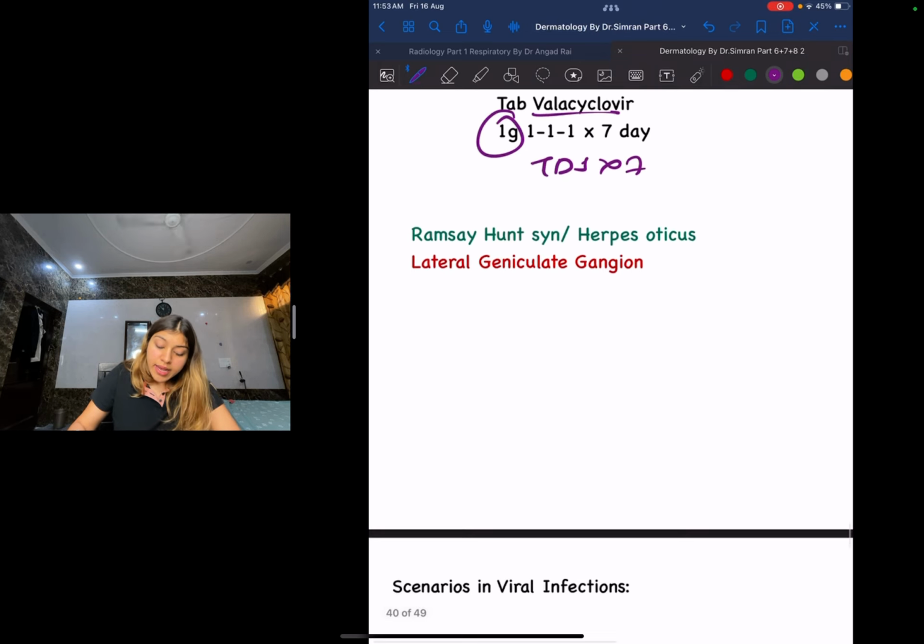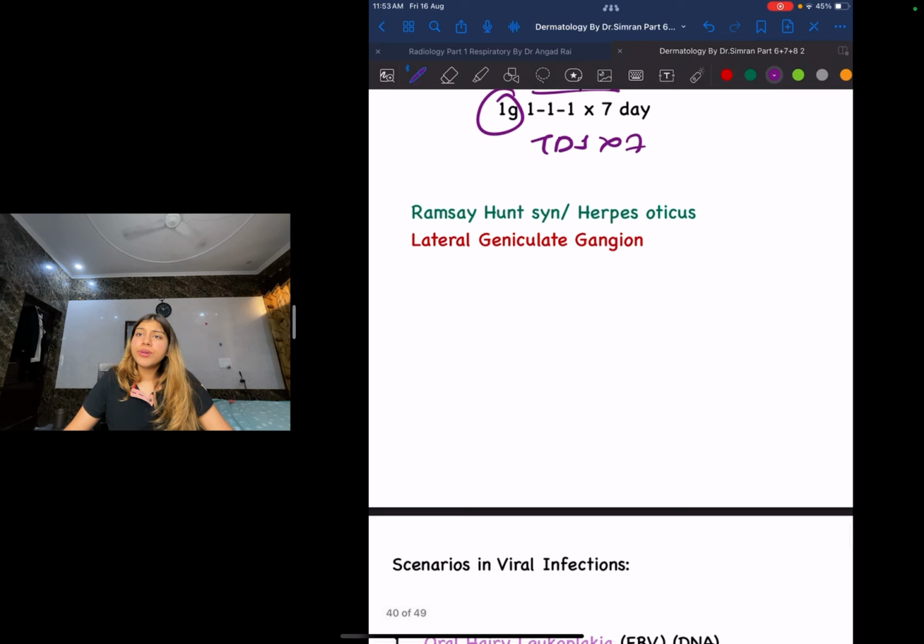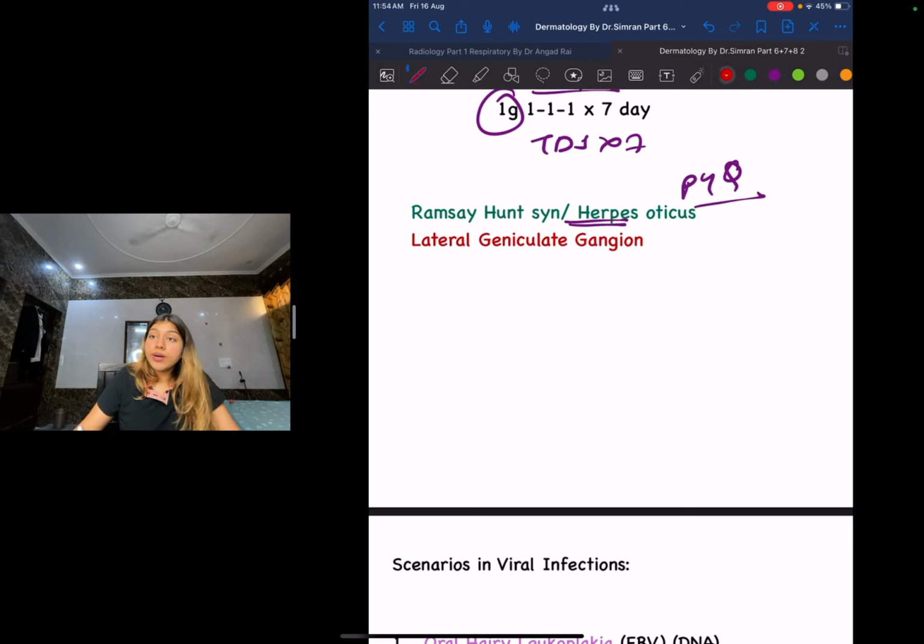Okay. Next, guys, let us talk a little about Ramsay-Hunt disease. Very important, guys, this is also a PYQ. What is Ramsay-Hunt also called as? It is also called herpes oticus. Okay, what you need to know over here, guys, is that this Ramsay-Hunt goes and affects your lateral geniculate ganglion.